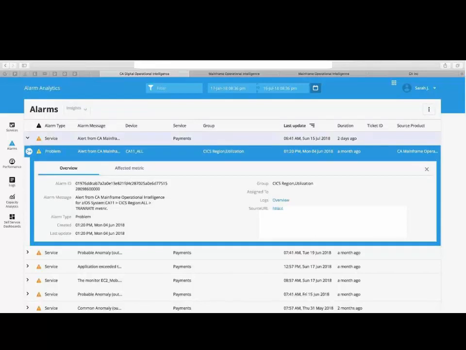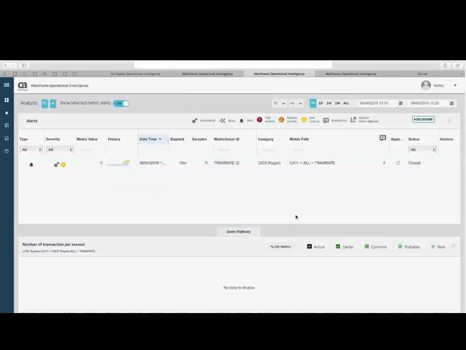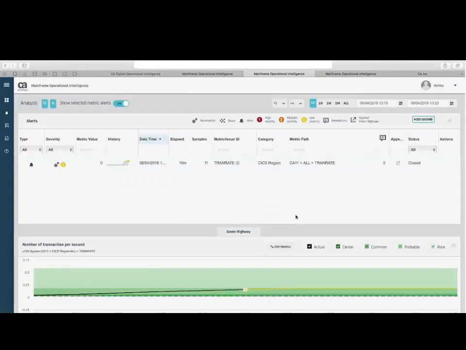At least at a high level, he can click on the alert URL, and it lands you in Mainframe Operational Intelligence, showing the same alert along with the green highway, which shows when the alert was generated and what the conditions were. This way, at least we reduce the pain point and the triaging effort put in the current environment.